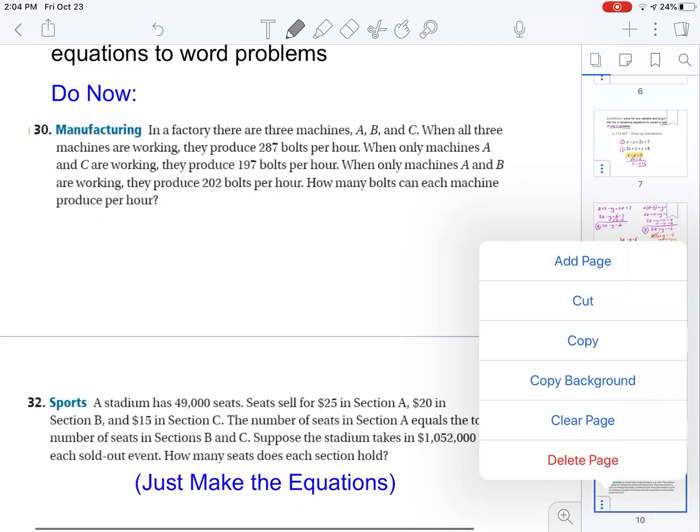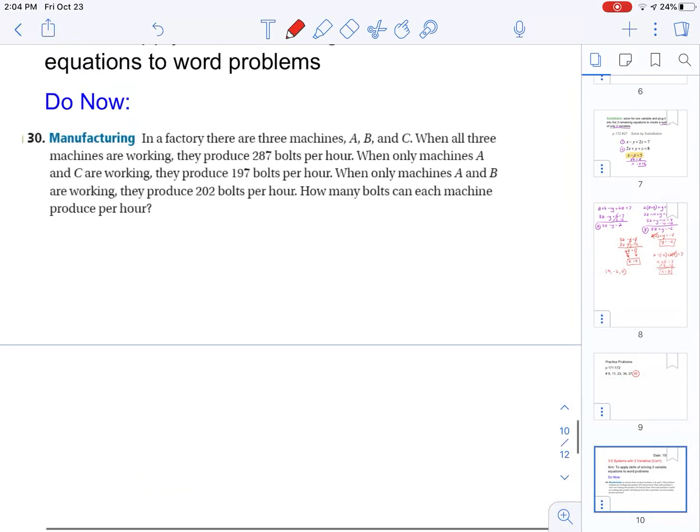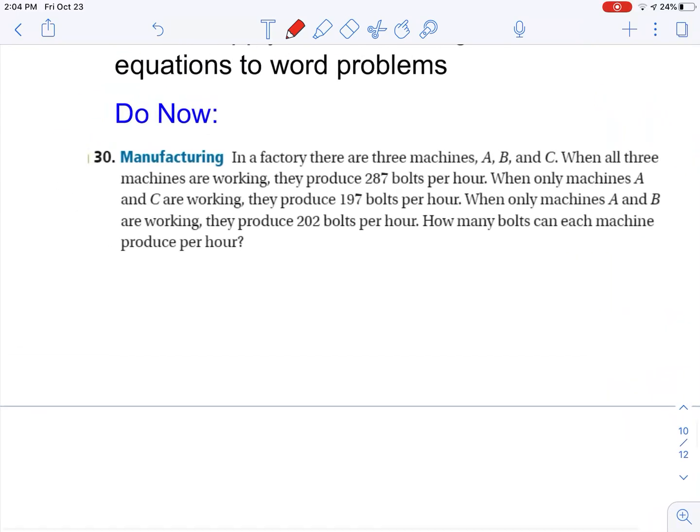Number 30, let me just add a page, says, in a factory, there are 3 machines, A, B, and C. When all 3 machines are working, they produce 287 bolts per hour. When only machines A and C are working, they produce 197 bolts per hour. When only machines A and B are working, they produce 202 bolts per hour. How many bolts can each machine produce per hour?